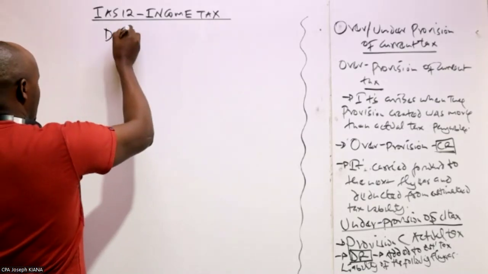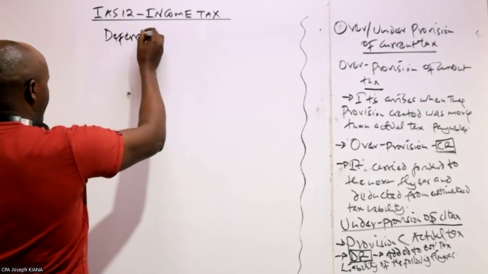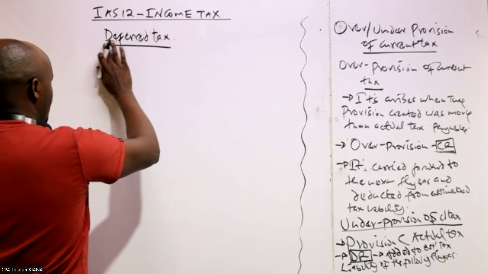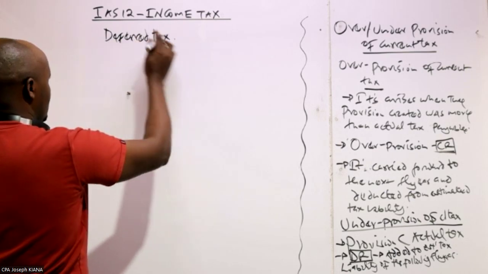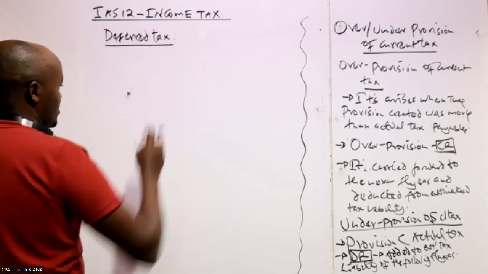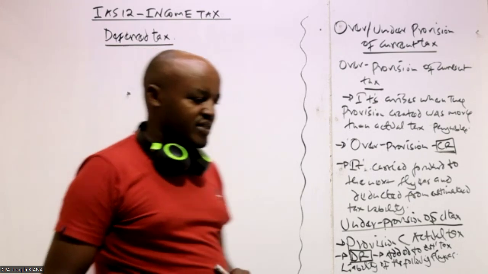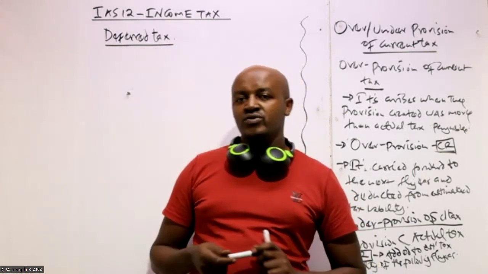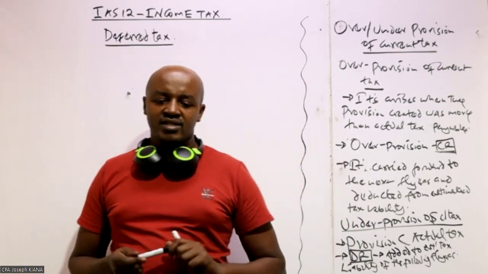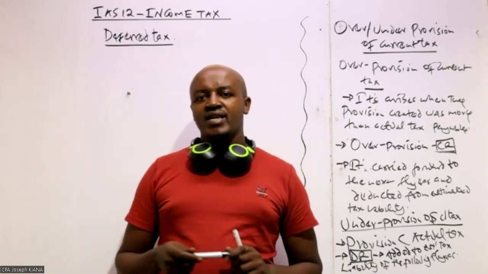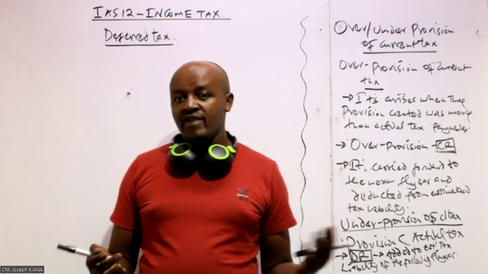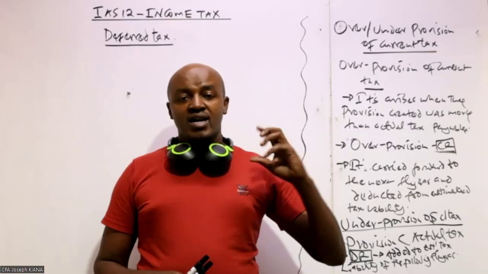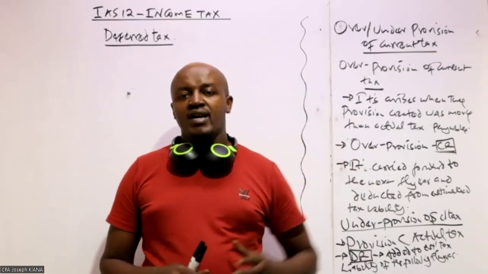Deferred tax. When we talk about deferred tax, as the name suggests, this is basically a tax which has been delayed, or in other terms, a tax which has been postponed, and it will be paid in the future, or it is a tax which will be recovered by the company in the future, because we have something called a deferred tax liability. This is a tax which will be paid by the company in the future.